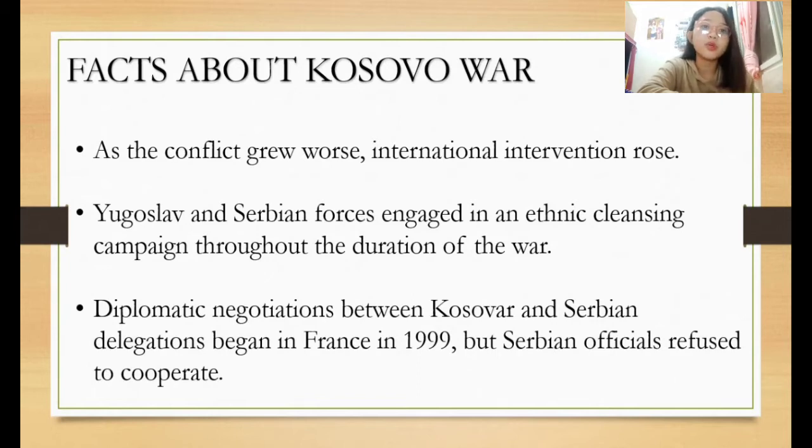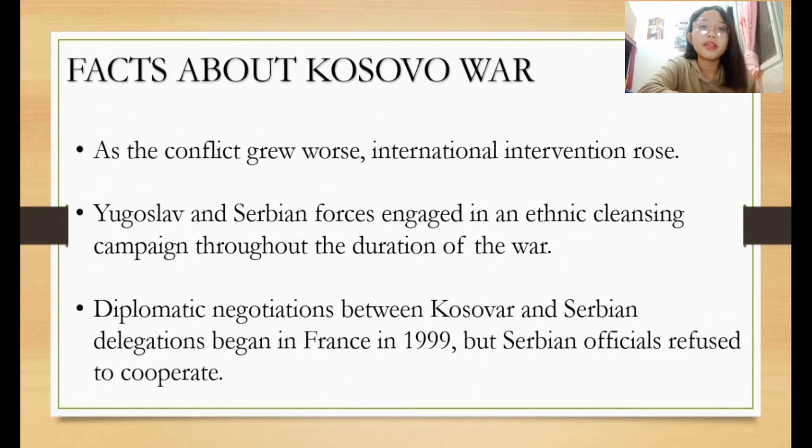The contact group consisting of the US, Britain, Germany, France, Italy, and Russia demanded a ceasefire, the withdrawal of Yugoslavia and Serbian forces from Kosovo, and the return of refugees. Yugoslavia at first agreed but ultimately failed to implement the terms of the agreement.